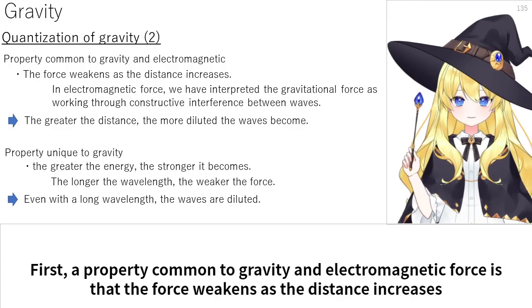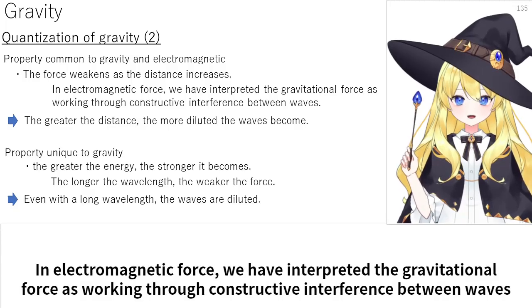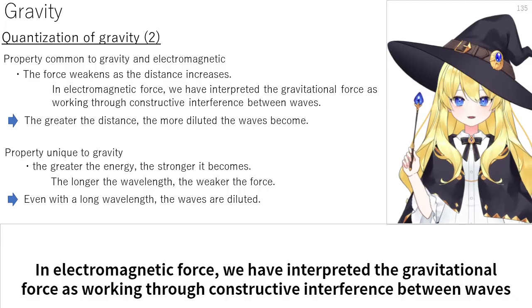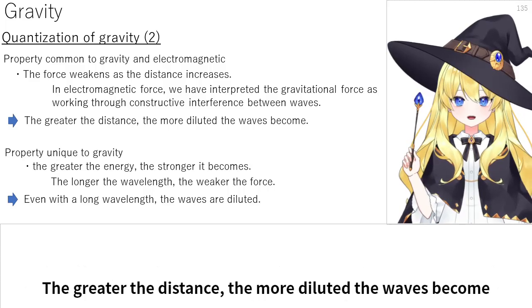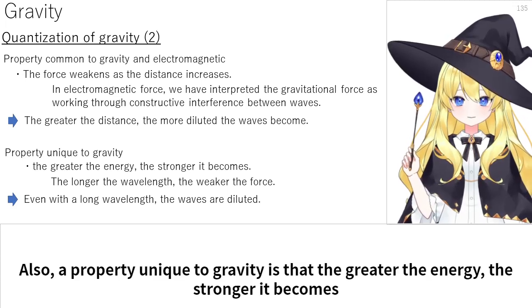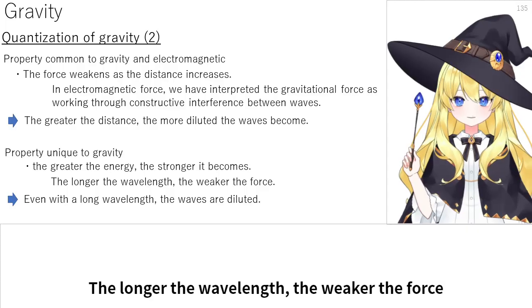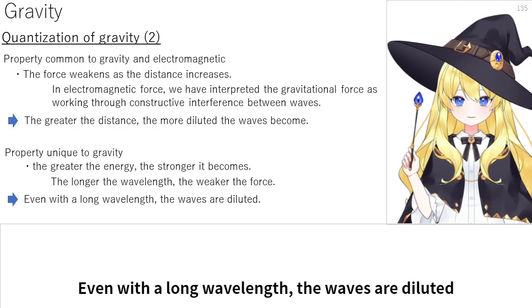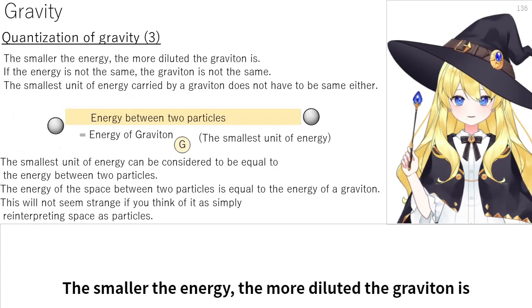Let's think about the relationship between gravity's strength and energy. First, a property common to gravity and electromagnetic force is that the force weakens as the distance increases. In electromagnetic force, we have interpreted the gravitational force as working through constructive interference between waves. The greater the distance, the more diluted the waves become. Also, a property unique to gravity is that the greater the energy, the stronger it becomes. The longer the wavelength, the weaker the force. Even with a long wavelength, the waves are diluted. The smaller the energy, the more diluted the graviton is.